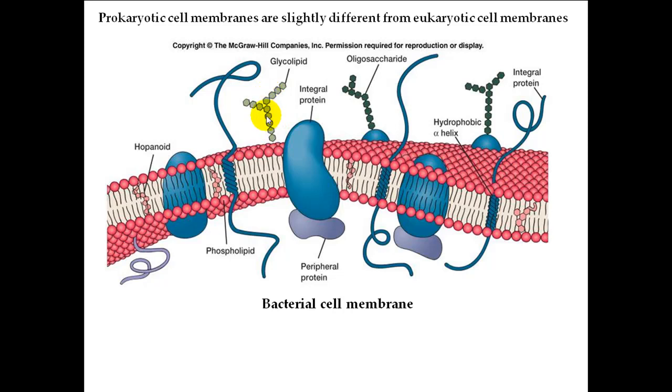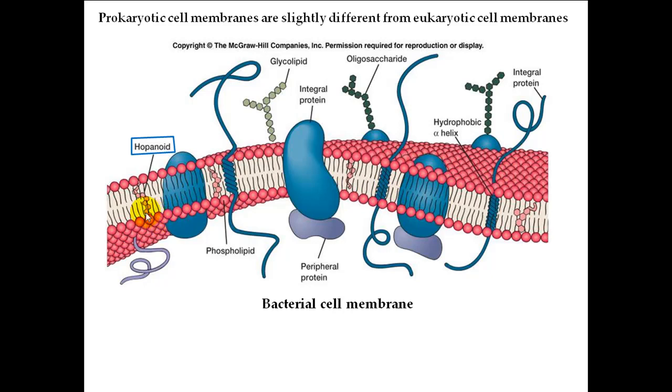The one difference we'll point out, though, is this. Remember that the eukaryotic cell membrane contained these molecules called cholesterols that serve to stabilize the cell structure. Bacterial membranes don't have cholesterols, but they have something very similar called hopanoids. So they do a similar thing in that you find them every now and then in the membrane, and they help stabilize the structure of that membrane.